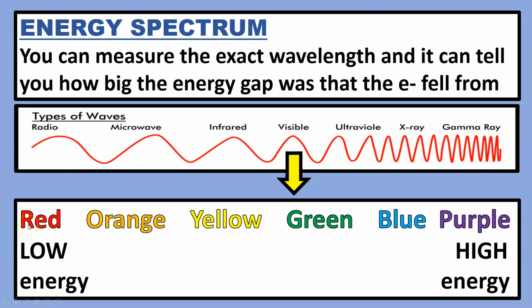So if you have a little bit of energy coming out, it means that your orbitals were very close together because it didn't take much energy to get to the next level. If you have a lot of high energy come out, right, if you have something like purple light coming out, that means your energy levels are really far away from each other because it took a lot of energy to get all the way up there. And so it's going to release a lot of energy coming all the way down. Okay?